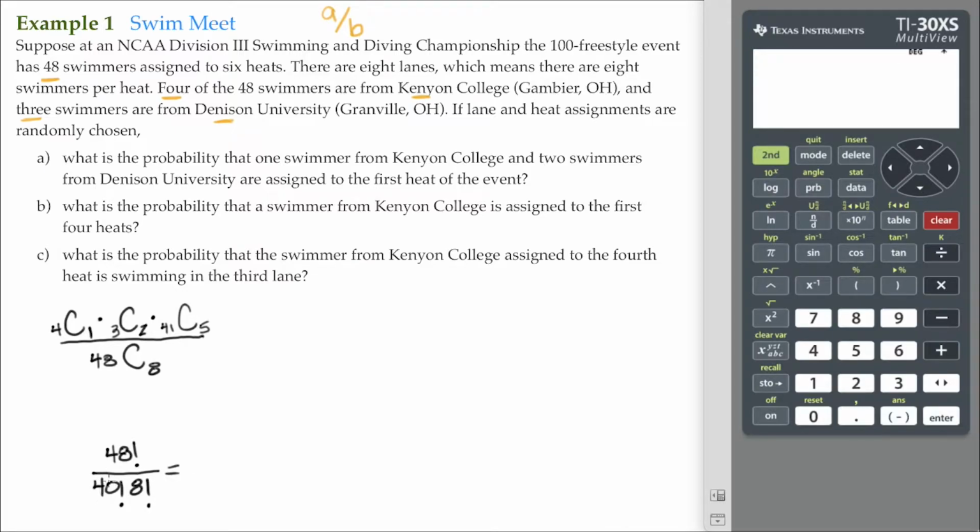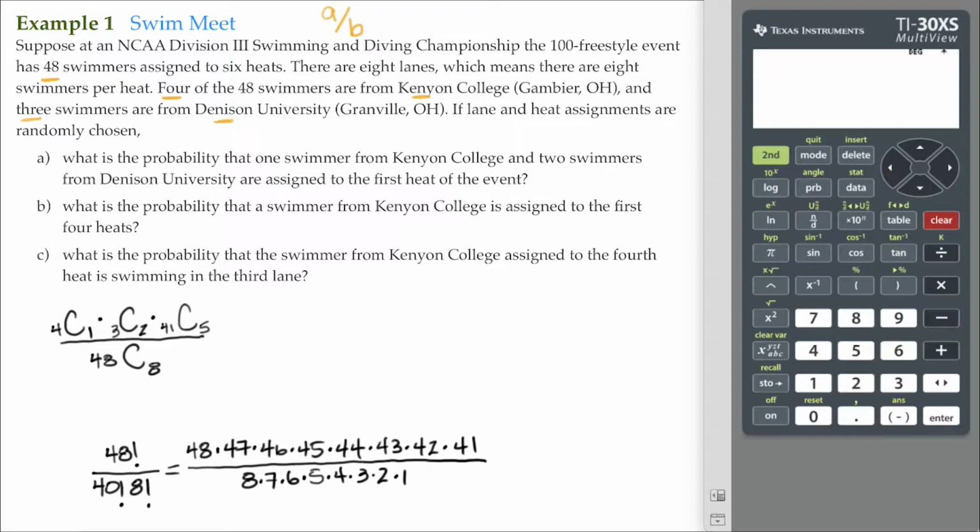40 factorial in the denominator will cancel out 40 in the numerator. That's going to leave us with 48 times 47 times 46 times 45 times 44 times 43 times 42 times 41. 8 factorial, that's 8 times 7 times 6 times 5 times 4 times 3, 2, and 1.